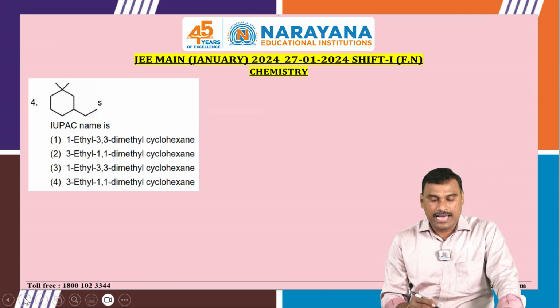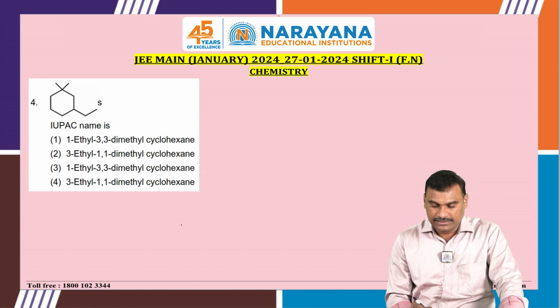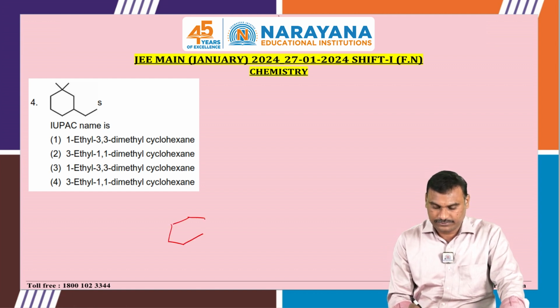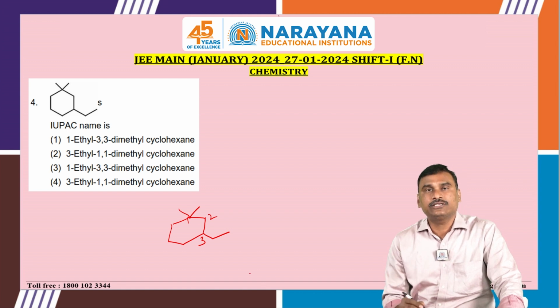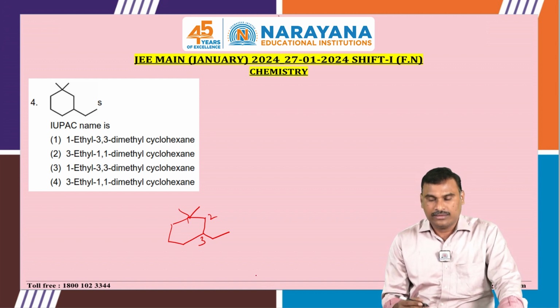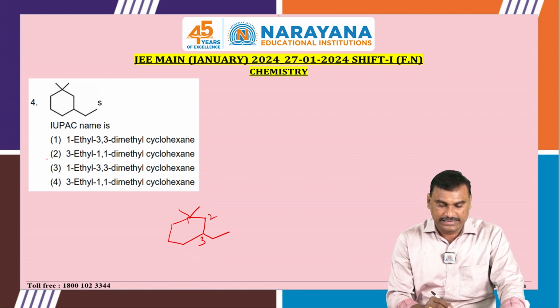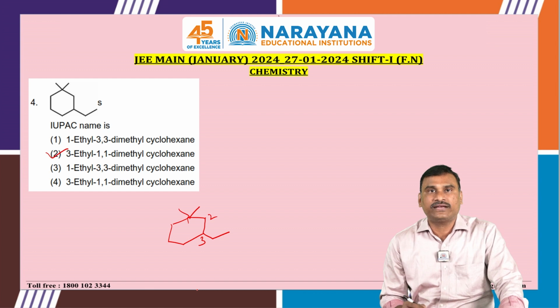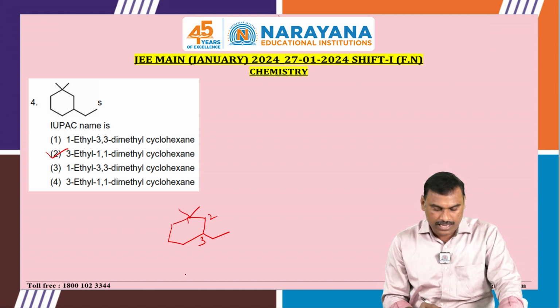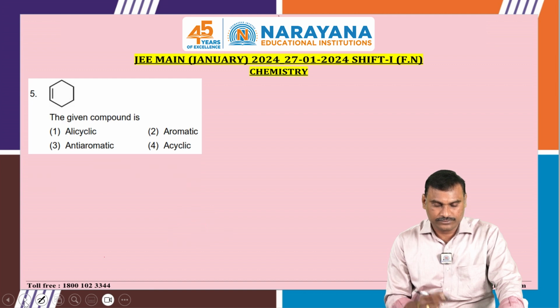Fourth one, IUPAC name. Yes, the given question is a student, that is 1, 2, 3. Since there is no functional group in the given molecule, according to the lowest sum rule, that is 1, 2, 3, the ethyl group gets the third position and the methyl gets the first position. Therefore, the answer should be 3-ethyl-1,1-dimethylcyclohexane. Therefore, option 2 is the perfect answer for the given question, students. Now, let us go for the next question.